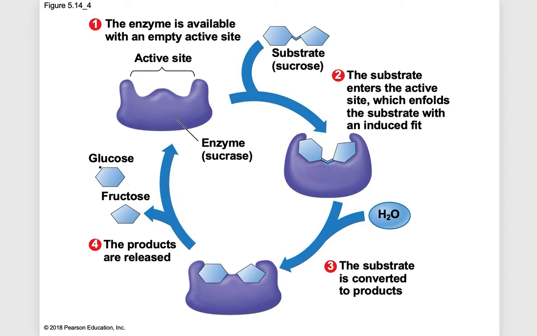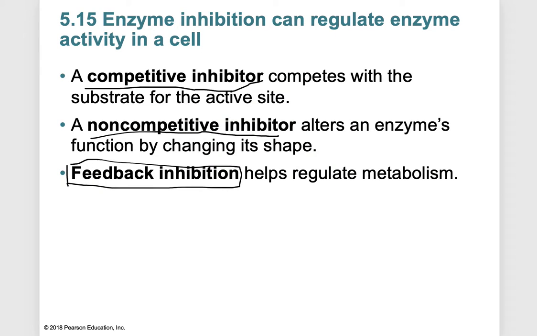So this glucose will feed back to the starting enzyme and attach here so that no more sucrose can bind. And that just means we have enough glucose being produced in the body and we don't need any more. So that's an example of feedback inhibition. Your body's saying, hey, we have enough of this. We don't need to make any more for the moment.